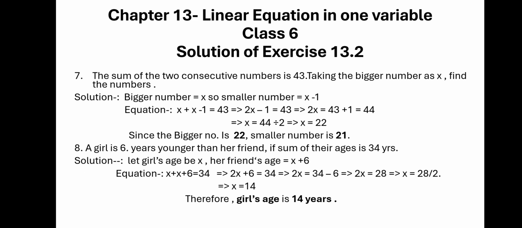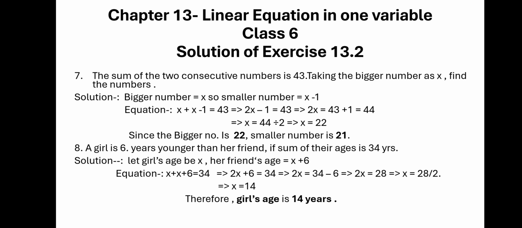The sum of two consecutive numbers is 43. Taking the bigger number as x. See, here they have given a little twisted question. Bigger number as x. Find the numbers. Now, bigger number, if it is x, the smaller number which is before it will be x minus 1. It's a predecessor, no? We are given a number and we are asked to give its predecessor. So, we are subtracting 1 from it. So, x minus 1.